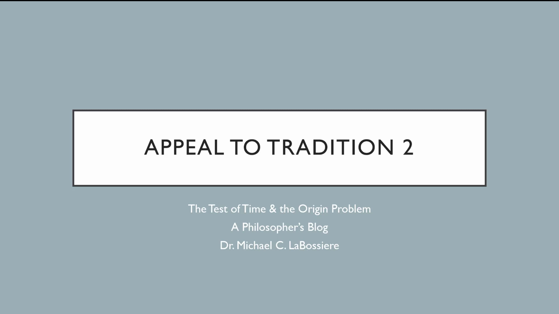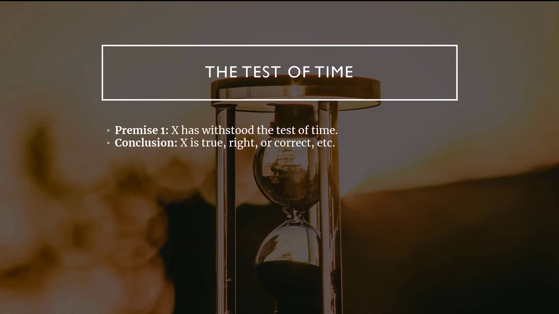Those making an appeal to tradition often try to invoke the notion of the test of time. In some cases, the appeal to the test of time is implied, while in others, it is actually explicitly made. The appeal to the test of time can be presented as the following argument, and the gist of it is this. Something has withstood the test of time, a belief or practice, therefore that belief or practice is true, right, or correct, etc. More formally, it'd be an argument in the most basic form like this. The premise would be X, whatever it is, has withstood the test of time. Conclusion, X is therefore true, right, or correct.